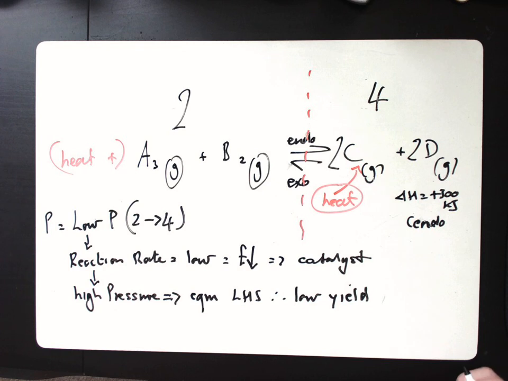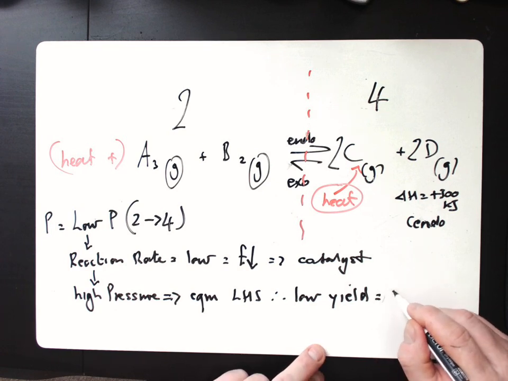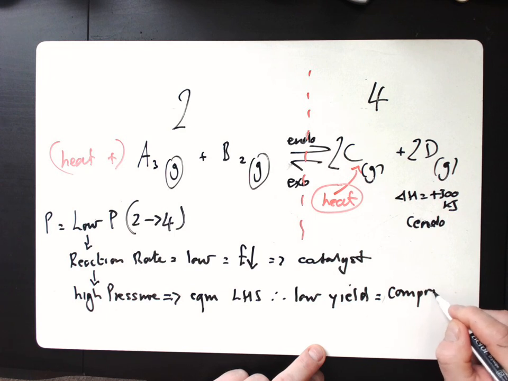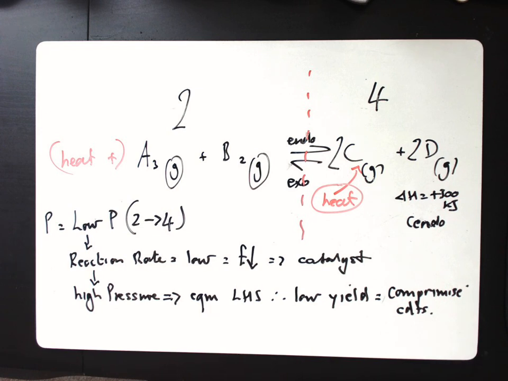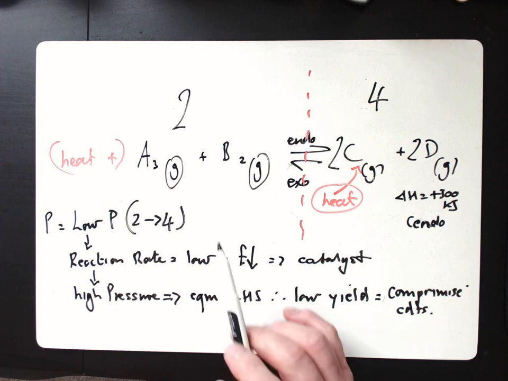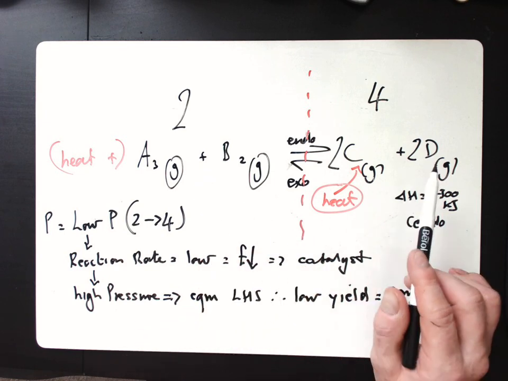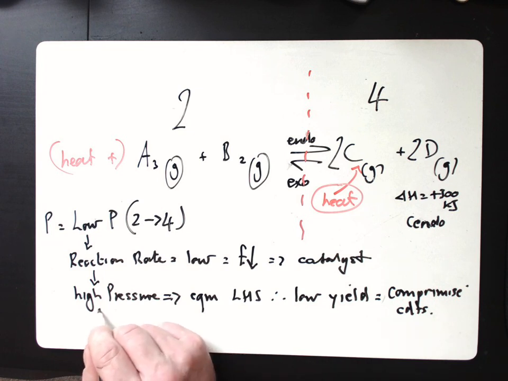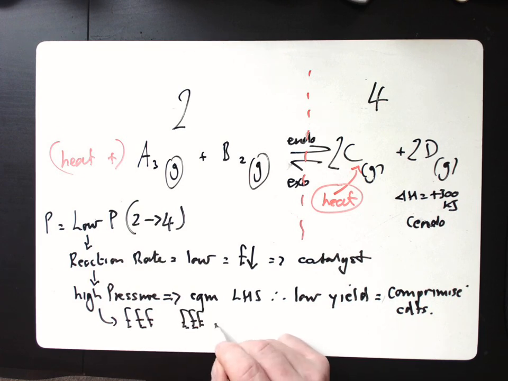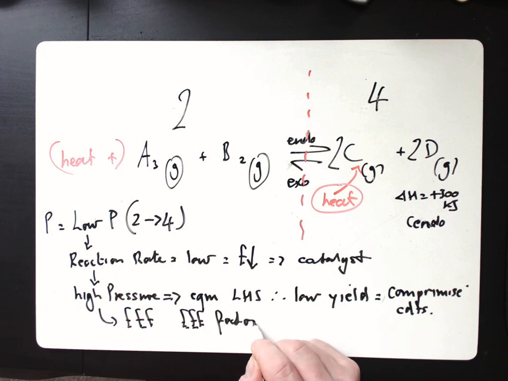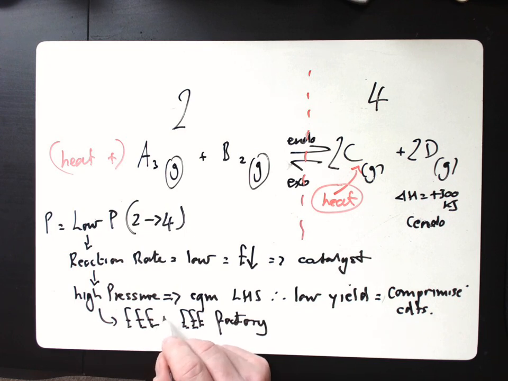So what industry tends to do is operate at what we call, and I'll look at this a little bit later on, compromise conditions. Compromise conditions mean that we operate at a pressure that is high enough to give you a decent rate, but low enough to give you a good yield. The other problem with high pressure is that high pressure requires a lot of energy. High pressure requires a very expensive factory setup. So pipe work, health and safety. That's another problem with high pressure.